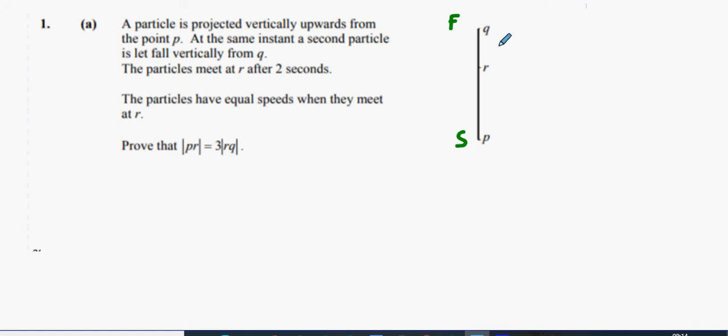Doesn't work, right? So the minute you do that, I know it's damage limitation time. How many marks can I give you? Because you're not getting there. I know straight away you're not getting there. Okay. So here's what we're going to do. We're going to do P to Q, and we're going to use UVAST for P to Q, and we're going to use UVAST for P to R. Okay. So does it tell us the initial speed?